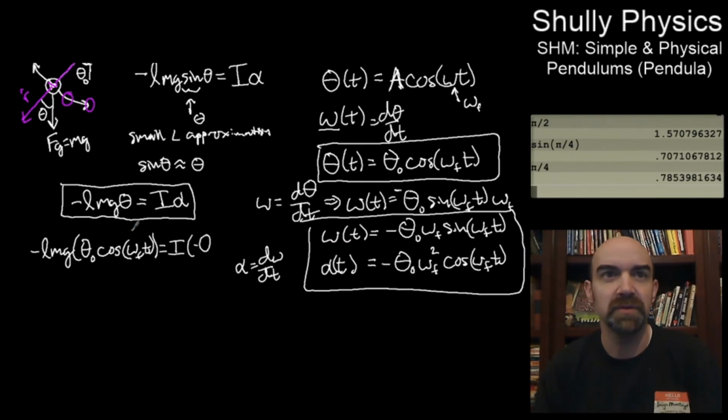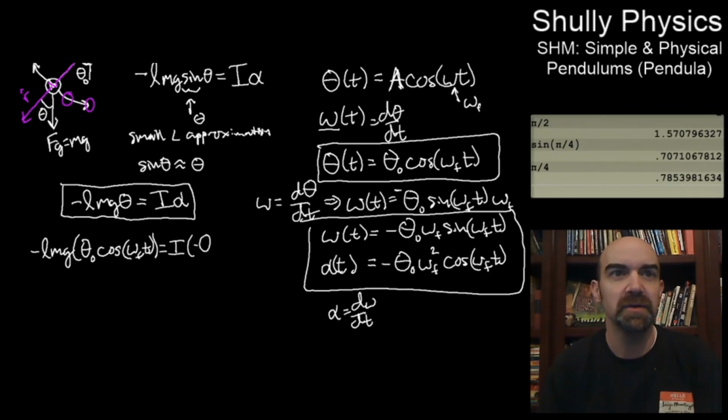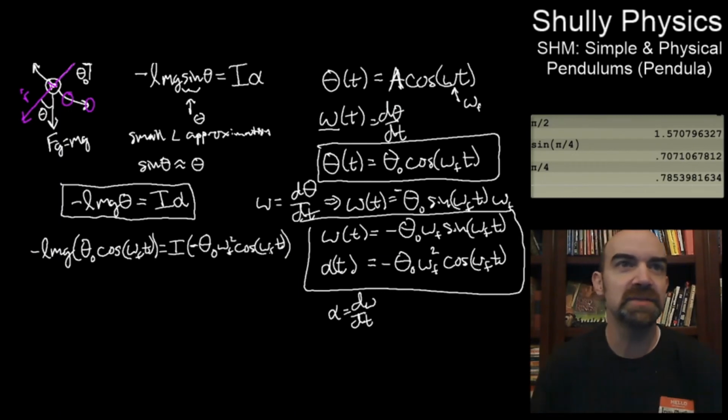I'll move my little definition over a little bit, get it out of the way. There we go. We get a negative theta initial omega f squared cosine omega f t. Okay, it's a big old mess, but let's clean it up.